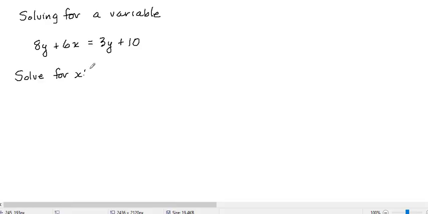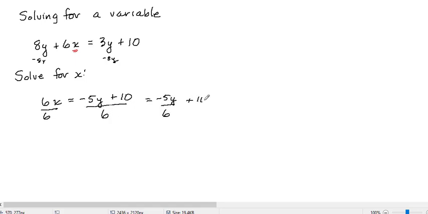First step would be to identify where the x's are. It's only in one place, so I need to get rid of the 6 and the 8y. I'll get rid of the 8y first by subtracting 8y from both sides. Then I have 6x will equal 3y minus 8y, negative 5y plus 10. And now I need to get rid of the 6 by dividing. You can divide the whole side, or you could divide each term separately. It's up to you. WebAssign will take it both. X is negative 5y plus 10 over 6.